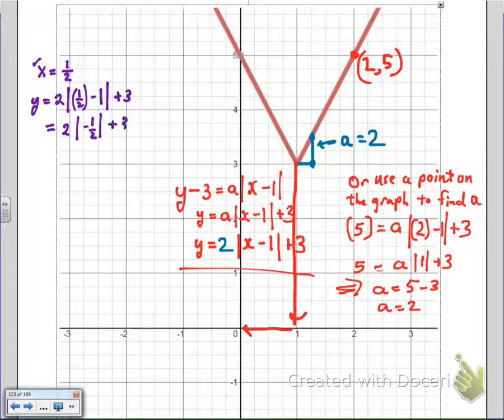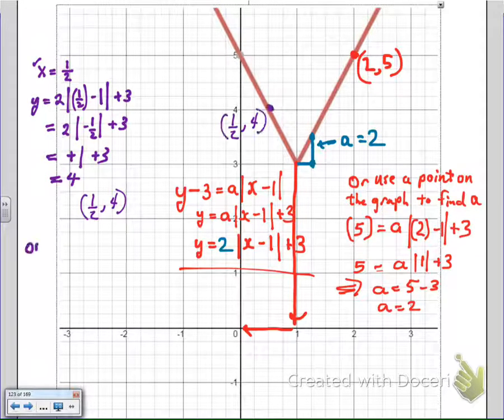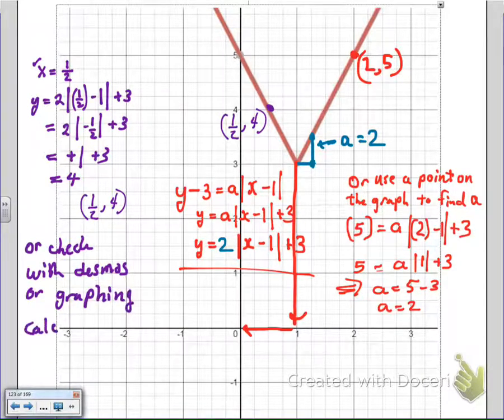Now, we can see that regardless of which approach, I should find a point on the graph and make sure that it is a solution to my equation. Or I could check with Desmos or a graphing calculator. But make sure that you've actually found the correct equation and don't just assume that you're right, because you never make mistakes.